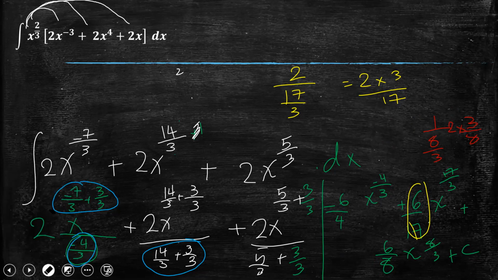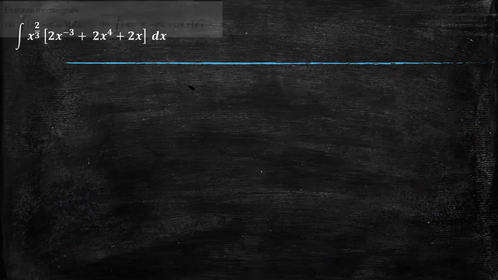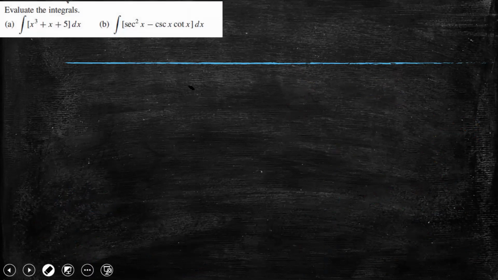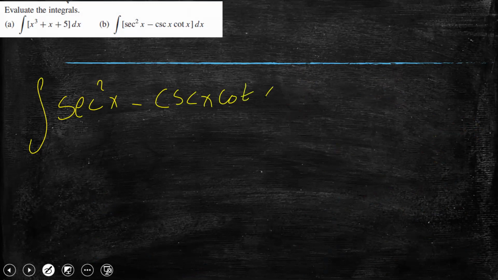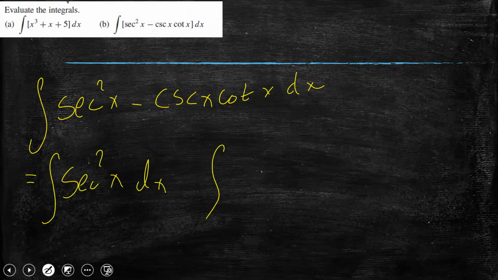Do you have any question? No, teacher. Let's solve now B here. The integral of secant square x minus cosecant x cotan x dx. Here I will distribute the integral sign into the first term and the second term.